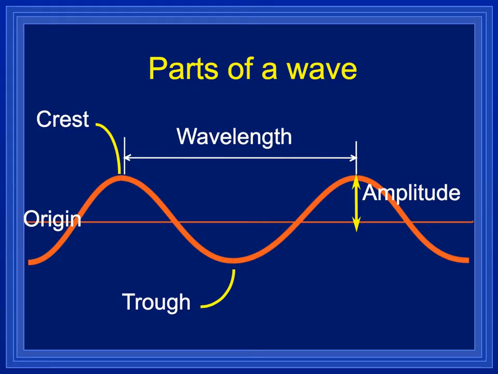Okay, so on that last slide I was talking about a couple of terms. You might be like, I have no idea what she was talking about. So let's go ahead and talk about the parts of a wave. This top part of the wave is called the crest, or sometimes I'm going to call it the peak. This distance from peak to peak is called the wavelength.